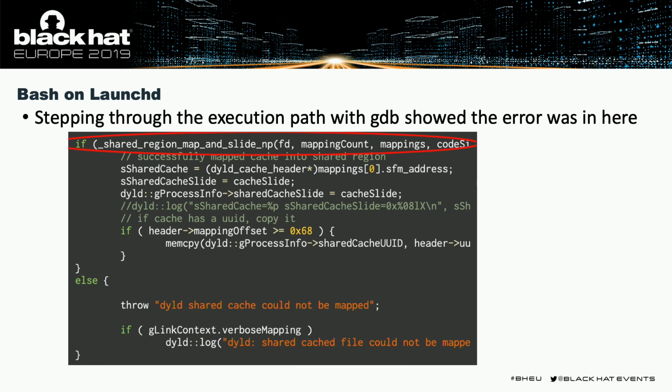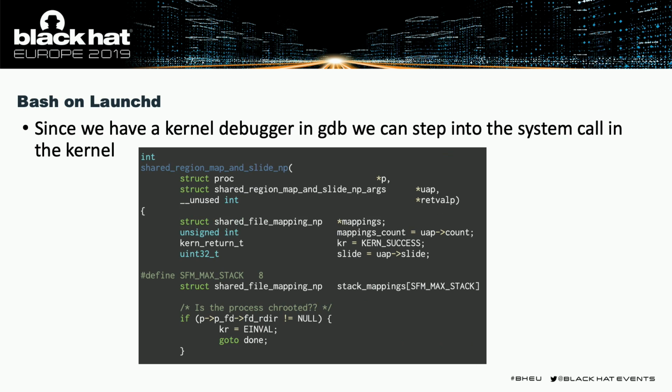And stepping through execution, we saw that what actually fails is the call to this system call, shared region map and slide. Now, since the project we developed has a kernel debugger, it makes what would otherwise be a great challenge very simple. We can just debug the user mode code and continue debugging the kernel through the system call.